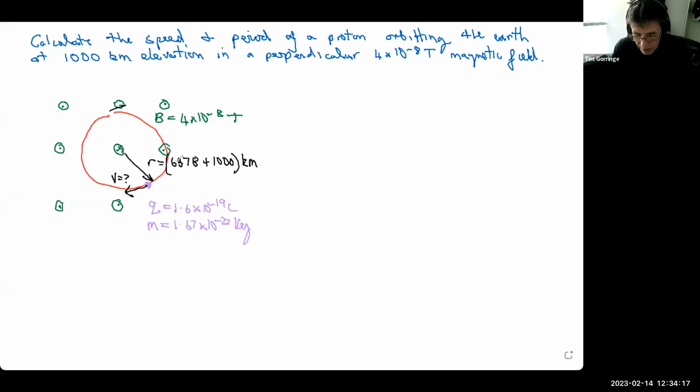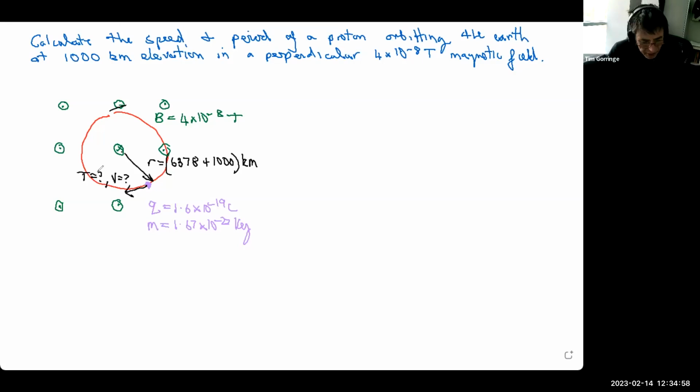So the radius of the orbit is about 6.4 plus 1 times 10 to the 3 kilometers, or 7.4 times 10 to the 6 meters. I've also added in magenta here the proton. I know its charge, I looked it up, 1.6 times 10 to the -19 coulombs. I know its mass, looked it up, 1.67 times 10 to the -27 kilograms. And here's the unknown velocity. We want to figure that out. We also want the unknown period of the orbit. I'll call that uppercase T. We want to figure that out.